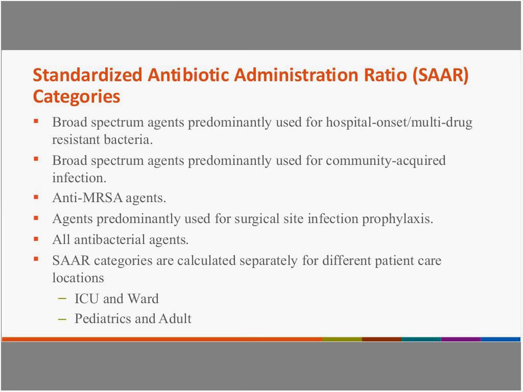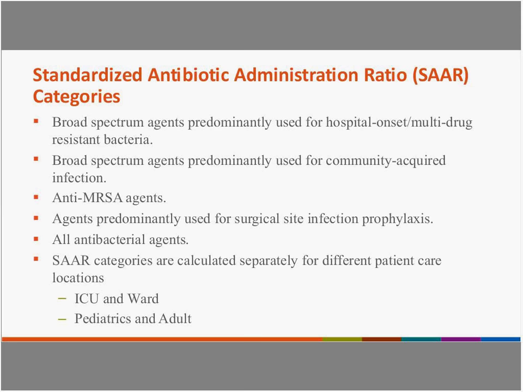And we separate these categories out. So we calculate different ratios for intensive care units and wards because we know use is so very different in those types of locations. And of course, we have different ratios for pediatric and adult settings.